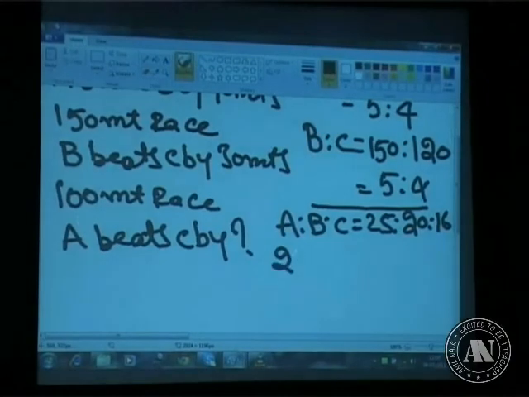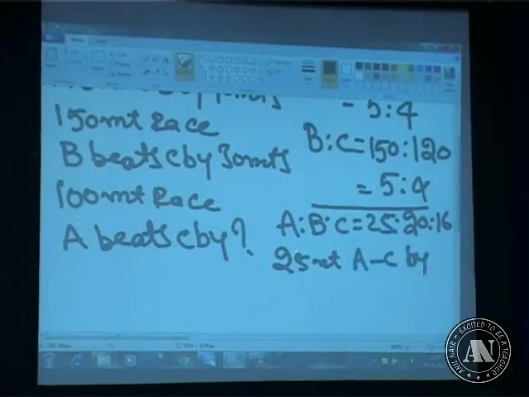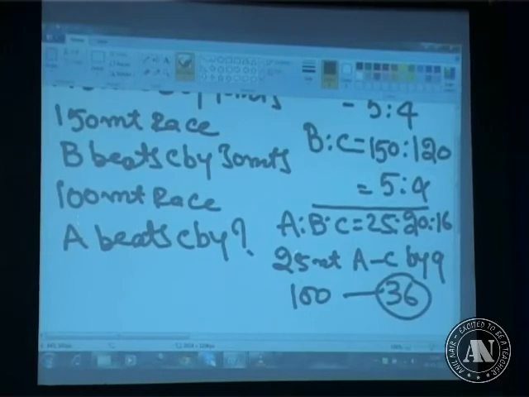That means in a 25 meter race, A will beat C by 9 meters. But I don't need 25 meters. The answer is 36. I need 100, sir. 25 fours are 100, 9 fours are 36. Clear logic? Application of compound ratio in linear races, clear?